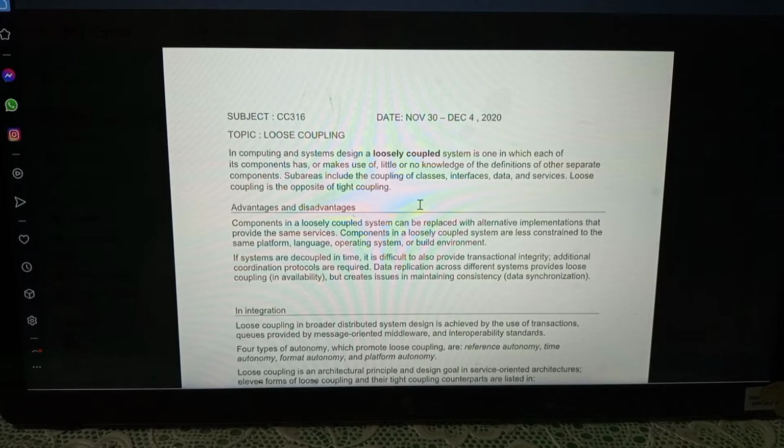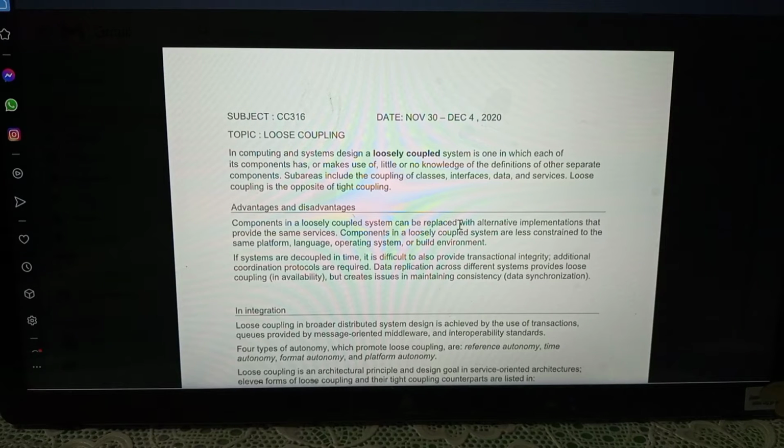So, what is loose coupling? In computing systems design, a loosely coupled system is one in which each of its components has or makes use of little or no knowledge of the definitions of other separate components. Sub-areas include the coupling of classes, interfaces, data, and services. Loose coupling is the opposite of tight coupling. So, ang loose coupling kay opposite po siya sa tight coupling.